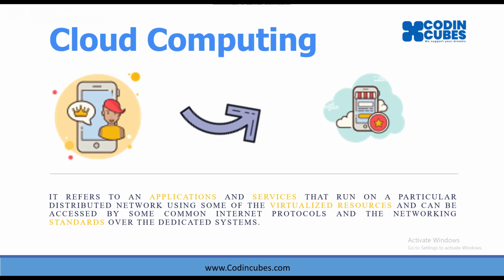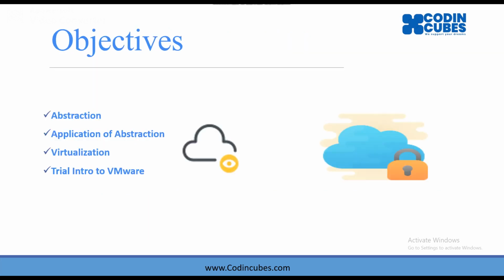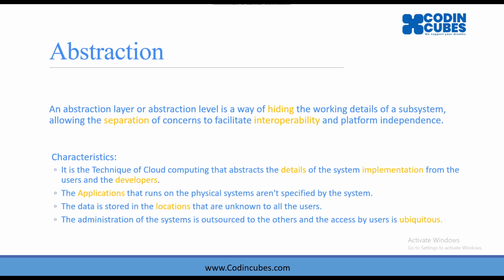It also consists of several internet protocols and standards which are generally defined by the service provider to the user in the SLA. So here we will be discussing various objectives like abstractions, application of abstractions, virtualization, and a trial intro to VMware. So in abstractions, it generally means we have a property of hiding the information from the user which is not valid, and it is generally done by the developer side.